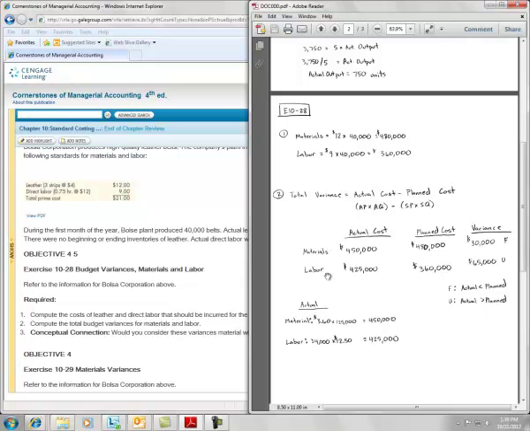And for the labor, we just look at the difference between the actual cost and the planned cost here. And we see that the variance is 65,000. In this case, it's an unfavorable variance. If we look to our actual, we see that that's greater than the planned cost. So that again is an unfavorable variance.